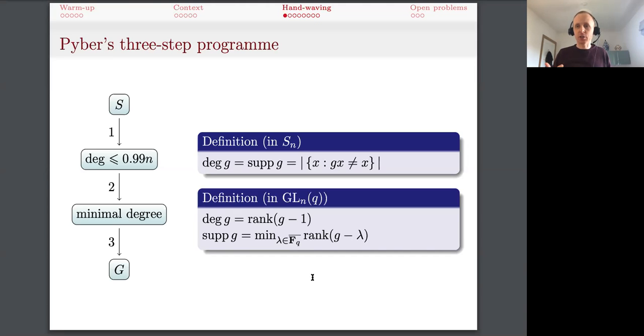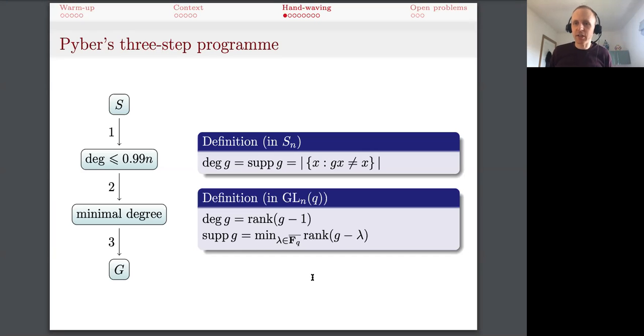I'm going to tell you what these are, but first I need to tell you what degree is. It's easiest to understand in the case of the symmetric group. If you have a permutation, it has some number of fixed points and some number of points it moves. The degree is the number of points it moves, and I might also call that the support. These are interchangeable words in the literature.